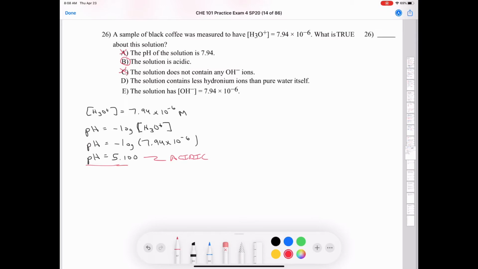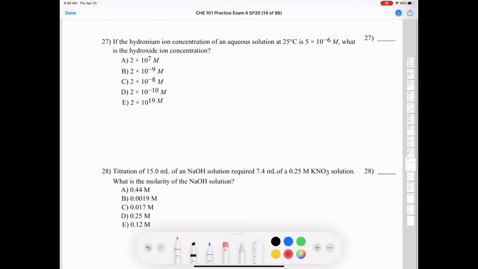In pure water, we know from Kw being equal to the concentration of hydronium times the concentration of hydroxide, we can solve, and we know that the concentration of hydronium in pure water is actually 1 times 10 to the minus 7 molar. And this number, 7.94 times 10 to the minus 6, is greater than this number. Therefore, this is not true. And then the last one is not true as well. So the answer is B. The solution is acidic.